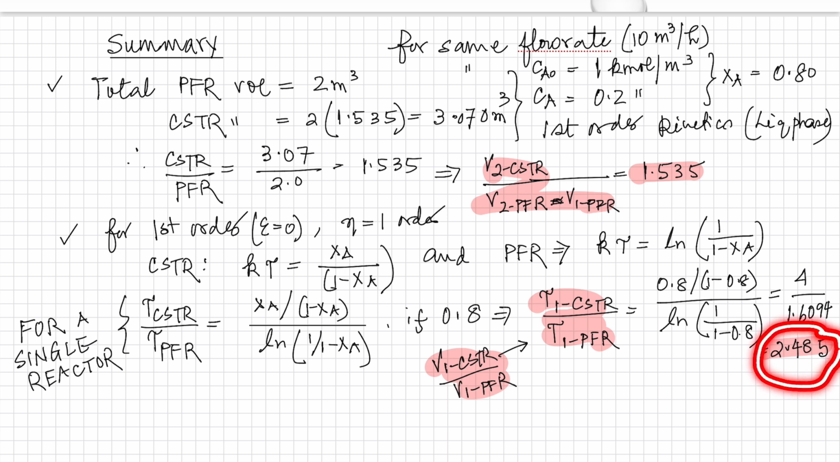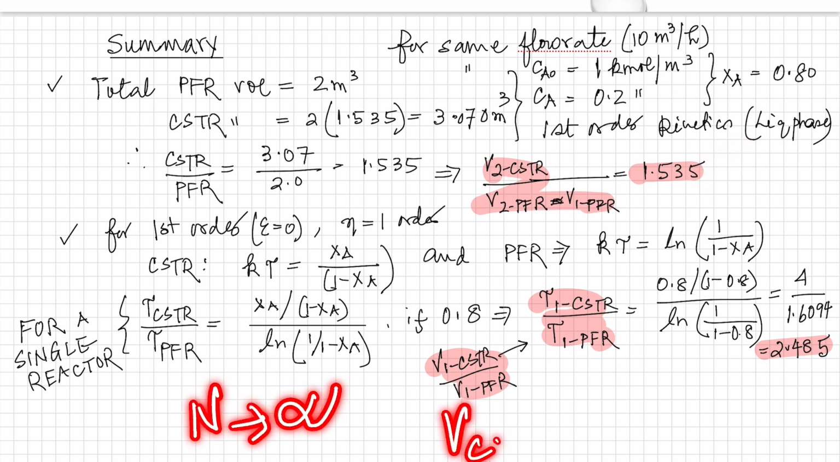So for one CSTR, to keep the same conversion, the CSTR volume is almost 2.5 times the volume of a PFR. Now, as you increase the number of CSTRs keeping the same volume, as you can see, the value of the ratio keeps on decreasing. So at one point, when n tends to infinity, the total volume of the CSTRs will be the same as the volume of the PFR. We know that. Okay.